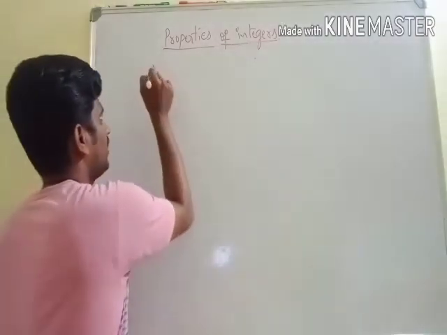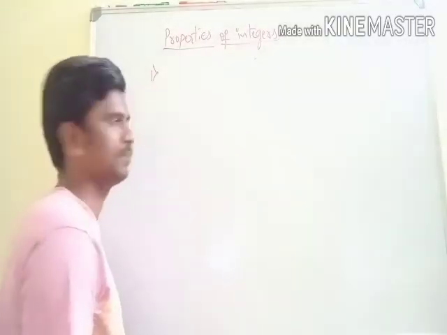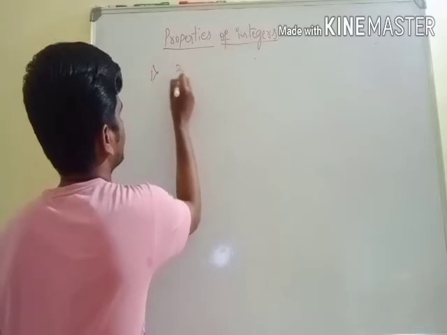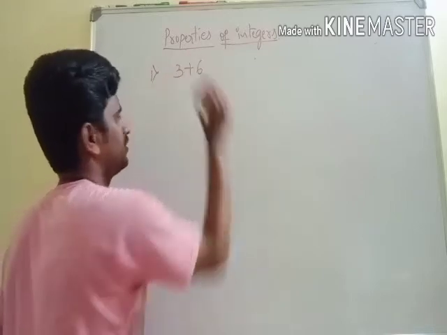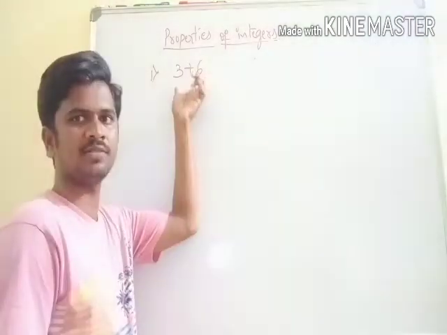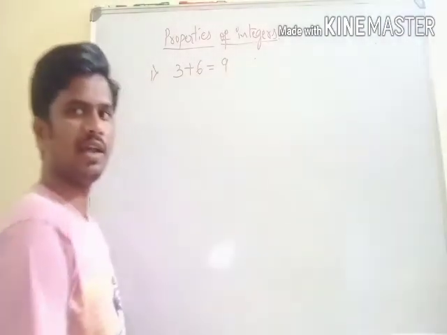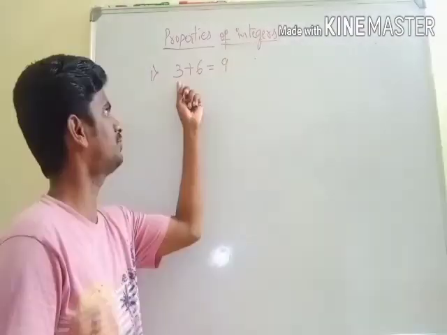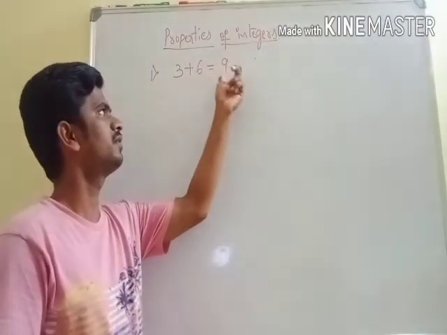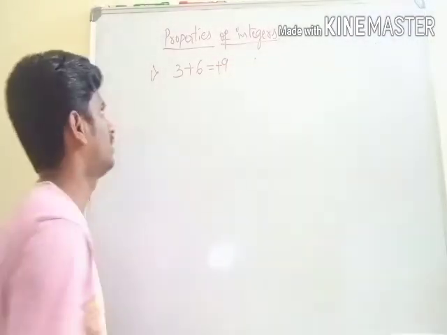First, consider any two integers, either positive or negative. I will consider two positive integers, 3 plus 6. Then what is their sum? 3 and 6, their sum, that is 3 plus 6, is nothing but 9. Here I have considered two positive integers, 3 and 6, and their sum is a positive integer, plus 9.